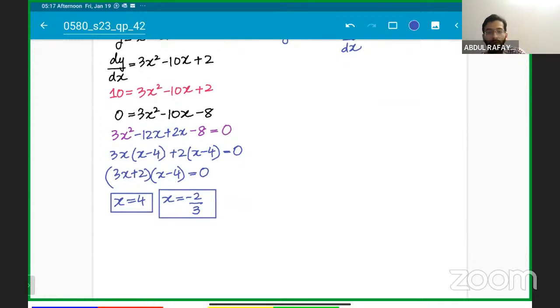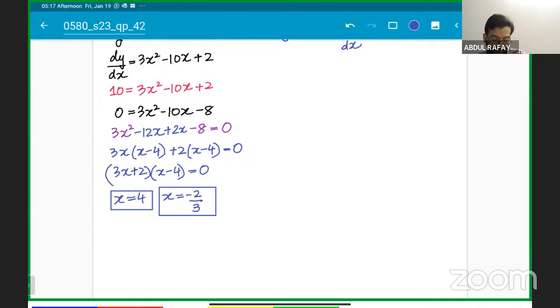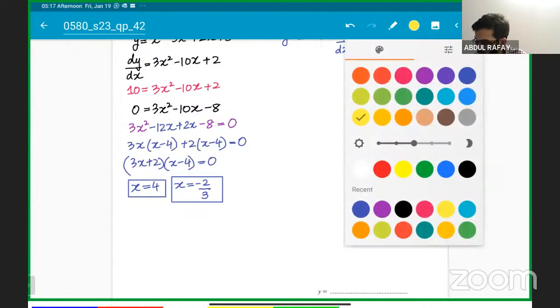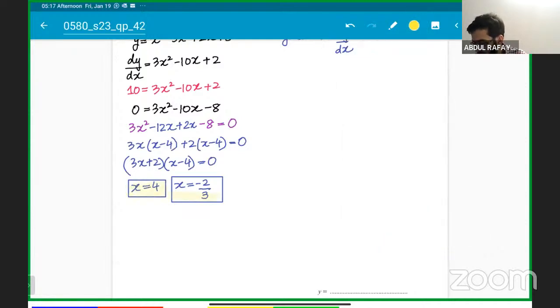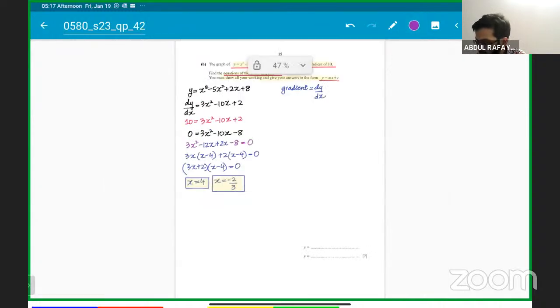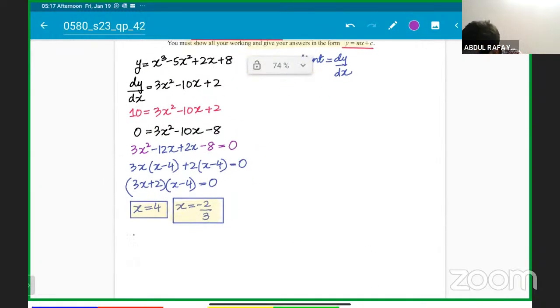Guys, the gradient is the same. The x coordinates have come. We just have to find the y coordinates to get the answers. Everyone following? I will also show you a virtual representation, a diagram as well. Understand the importance: since you have the x coordinates, you now have to find the y value. We already know y is what? y = x³ − 5x² + 2x + 8.